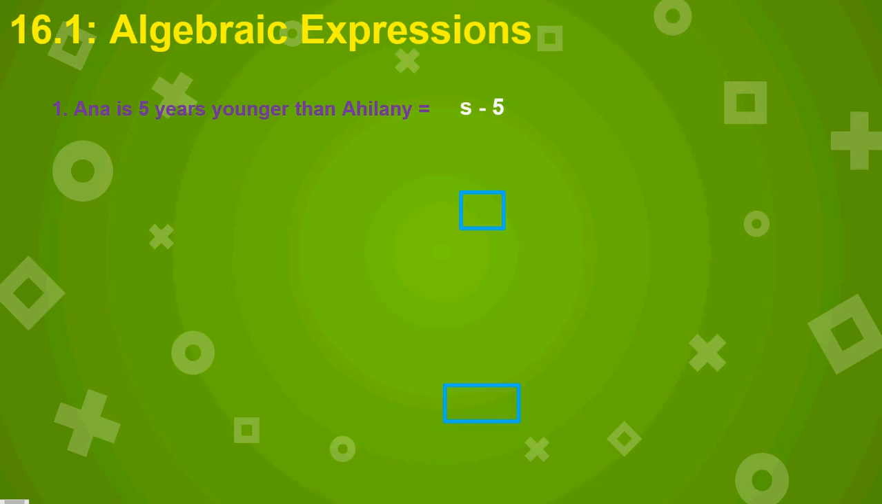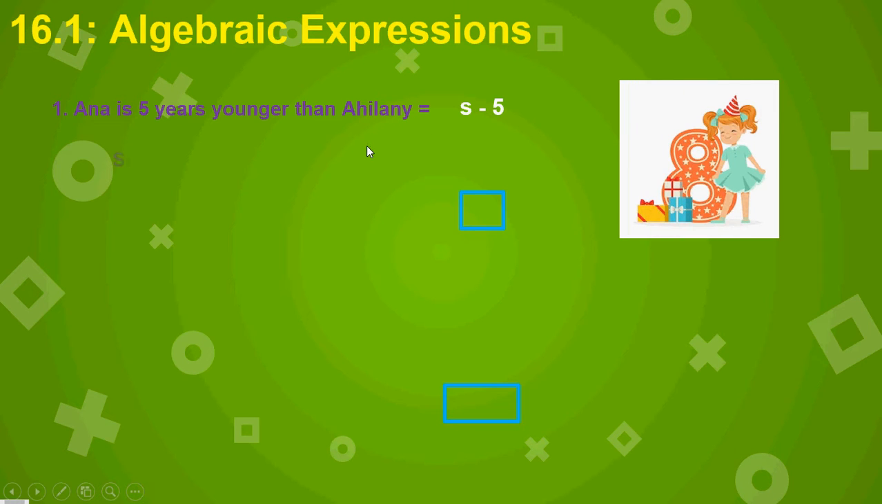My equation in this case can be this one, s minus 5. First, why minus? Because the expression is saying that Ana is 5 years younger o más joven. Entonces, si yo quiero encontrar la edad de Ana, tengo que restar. Okay? And Ana is 5 years younger than Ailani. So I put a variable over here. But for resolving this expression, I need to know the age of Ailani.